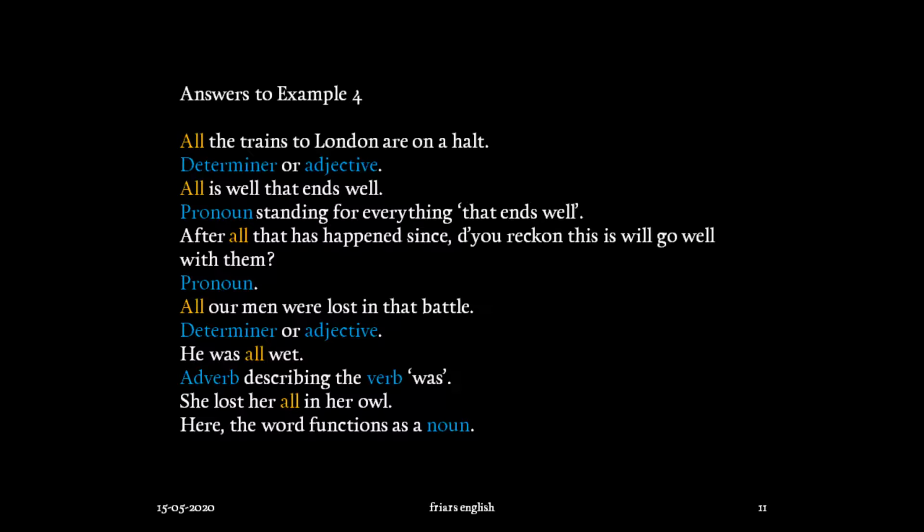All our men were lost in that battle. Now, it's the same as the first sentence. It's a determiner or adjective. It is modifying our men, or describing our men. It was all wet. All here does the work of an adverb since it modifies the verb was. She lost her all in her owl. This simply means that her owl was everything to her, and when she lost it, she lost her all or everything. She is so attached to her owl, and therefore here all functions as a noun.